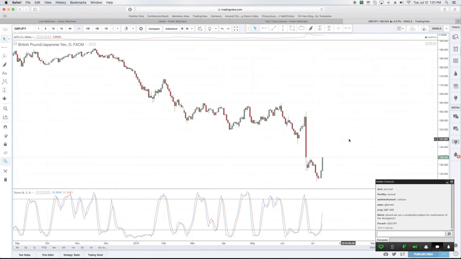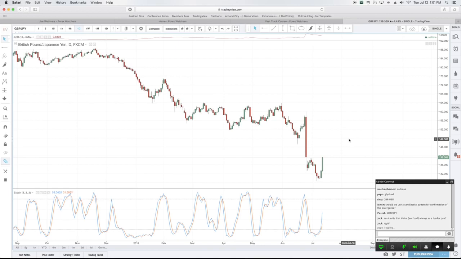Should we use a candlestick pattern for confirmation of the divergence? No, not necessary. A candlestick pattern stands alone. But if it's there, it's an extra bonus, but it's not something that should be required, I would say.